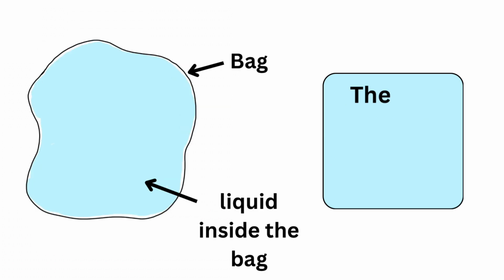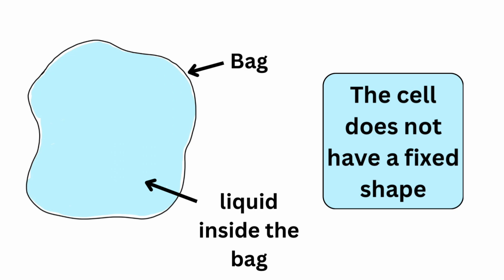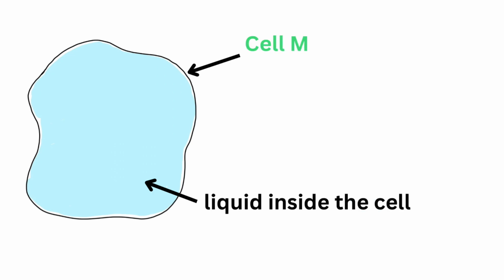So when you see pictures of cells, they usually don't have a definite shape. They look a bit like a blob. So if we're thinking of a cell as a bag full of liquid, the bag would be the cell membrane, and the cell membrane, the bag, controls what gets in and out of the cell.